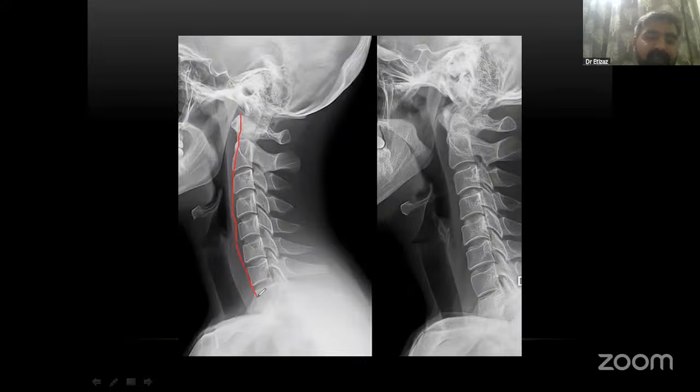So this is the X-ray. Look at here. Of the cervical spine. It is a normal X-ray.